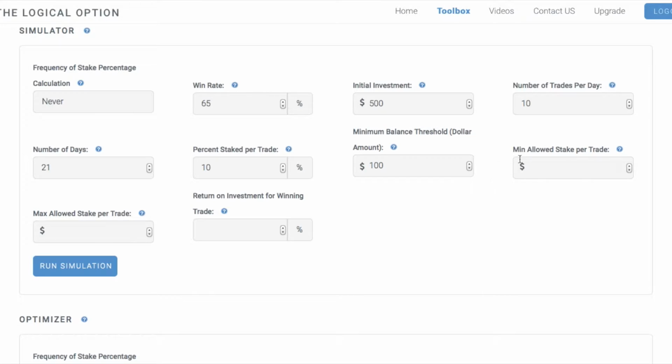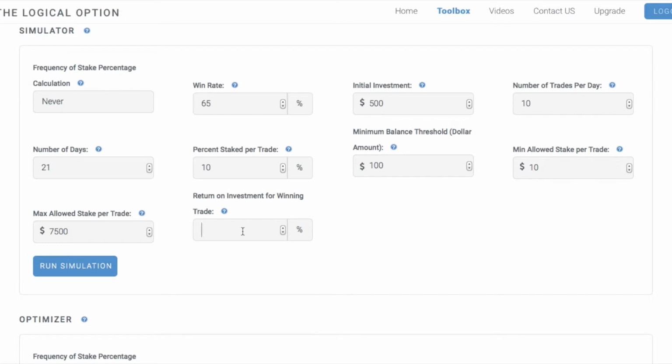So hopefully that doesn't happen, but we do have a stop in there, so if it hits $100, we'll just call it quits. Minimum allowed stake per trade is the minimum dollar amount that your broker allows you to trade. So I'm going to put in $10 there. And then maximum allowed stake per trade, similarly, is the maximum dollar amount that your broker is going to allow you to trade. Now this doesn't really matter for this particular configuration since we're only going to be trading $50 every time, but we will need it in a little bit. So I'm going to put $7,500 in here, which is pretty typical.